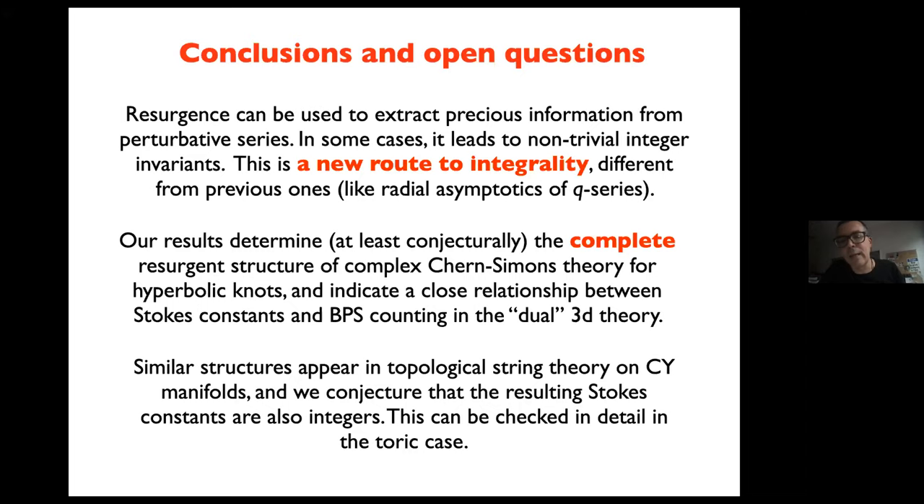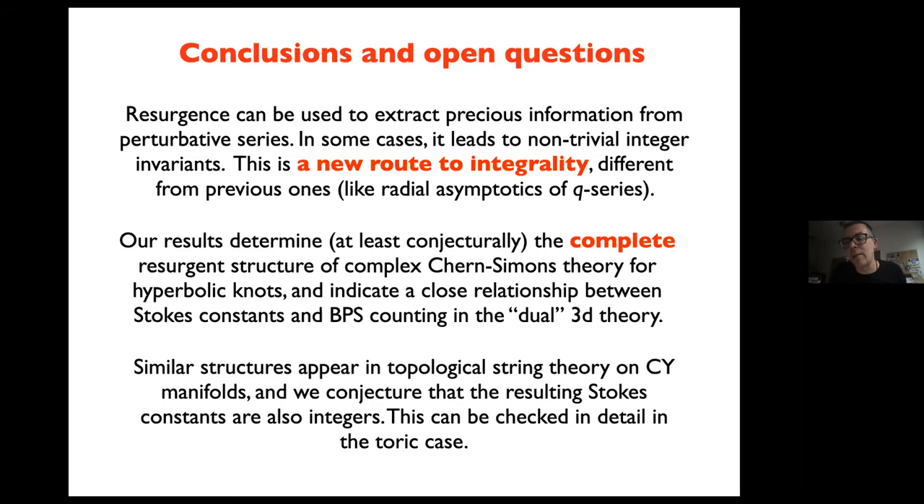And it's also different from the integrality, for example, that appears in BPS invariants of three-manifolds, where integrality appears rather by looking at radial asymptotics of Q series rather than looking at the Stokes constants. Now, in the case of Chern-Simons theory, you have a really very complete picture. And this is one of the few examples of a quantum field theory in which you can really compute, or at least conjecturally compute, all the Stokes constants of the theory. And I think it gives a very beautiful relationship between Stokes constants and BPS counting.